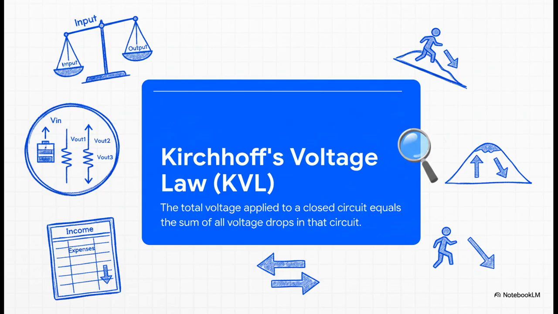Okay, let's dig into that voltage law. KVL basically just says that energy is conserved. The total voltage you supply to a circuit has to be completely used up by all the components along that path. It's kind of like a balanced budget. Every single volt you put in gets accounted for. Or an even simpler way to think about it is what goes up must come down.